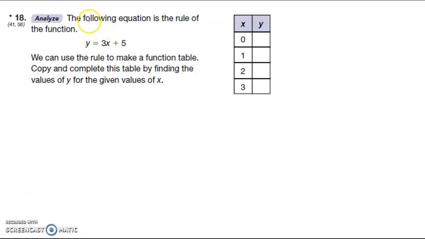Okay, 18. The following equation is the rule of the function y is equal to 3x plus 5. We can use this rule to make a function table. Copy and complete this table by finding the values of y. Okay, so this is what you do with this. You're going to plug in all of these into this. For example, to find y here, I know y is equal to 3 times 0 plus 5. 3 times 0 is 0, so y is equal to 5.